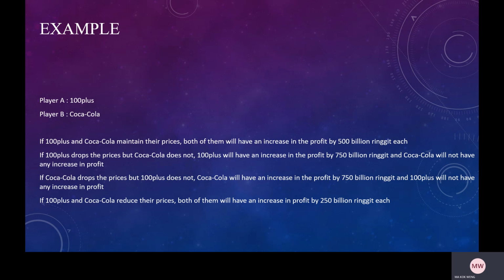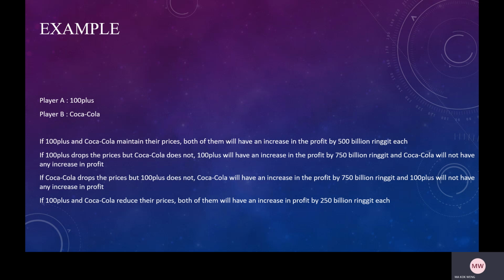In this example, let player A be 100 Plus and player B be Coca-Cola. If 100 Plus and Coca-Cola maintain their prices, both of them will have an increase in the profit by 500 billion ringgit each. If 100 Plus decides to drop the price but Coca-Cola does not, 100 Plus will have an increase in the profit by 750 billion ringgit and Coca-Cola will not have any increase in the profit.